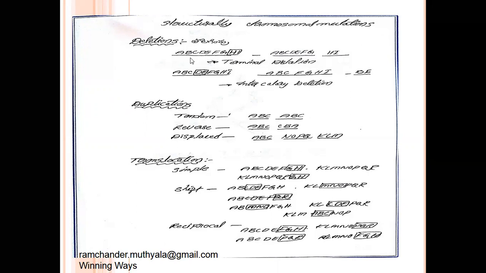Here is one chromosome containing genes A, B, C, D, E, F, G, H, I. Of these genes, H and I are the terminal genes. The terminal H and I genes are eliminated from the chromosome. When terminal genes are eliminated, it is called terminal deletion. By terminal deletion, the normal chromosome size will be reduced.